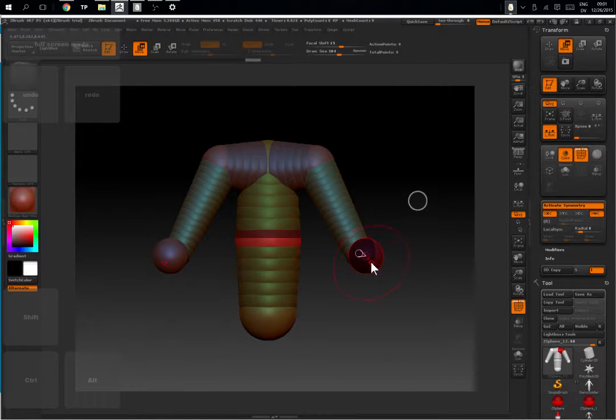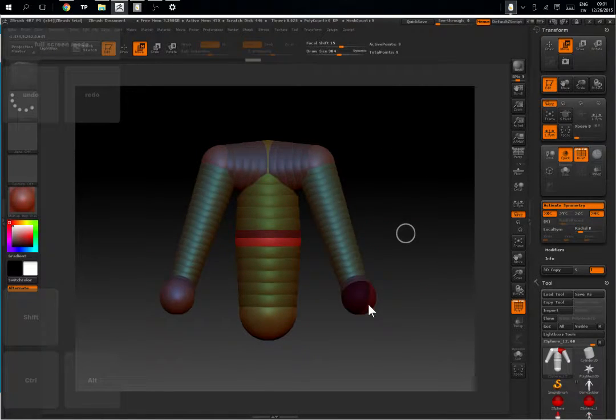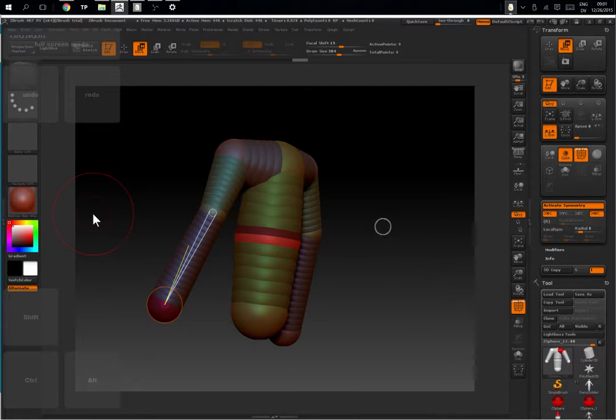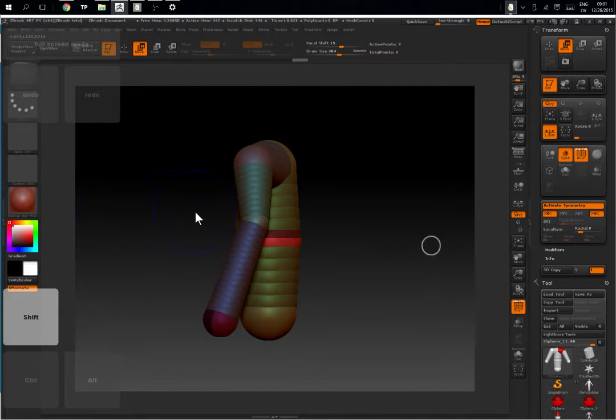Move, four fingers swipe right. And can't see it because it was drawn on the same axis. So we'll just move that up there. Move that down there. Rotate it around, shift to lock it. Turn off your shift.